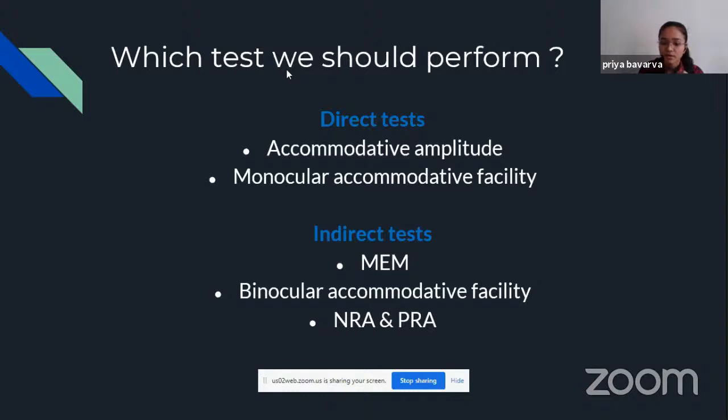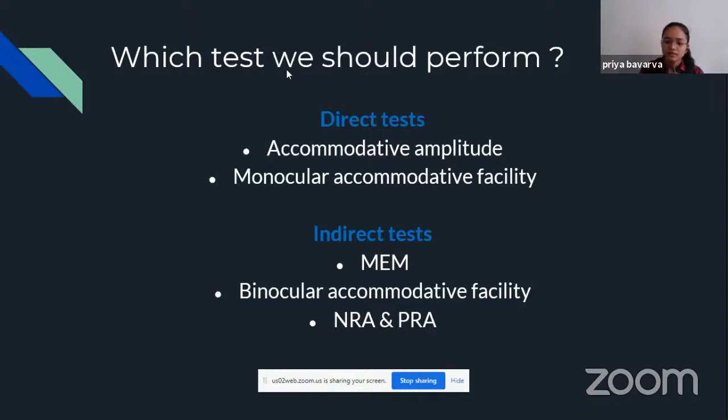Why N8? Because we always give the line above the best corrected visual acuity. Okay, if the patient's visual acuity is N6, we give the N8 target. And we always first perform NRA and then perform PRA.